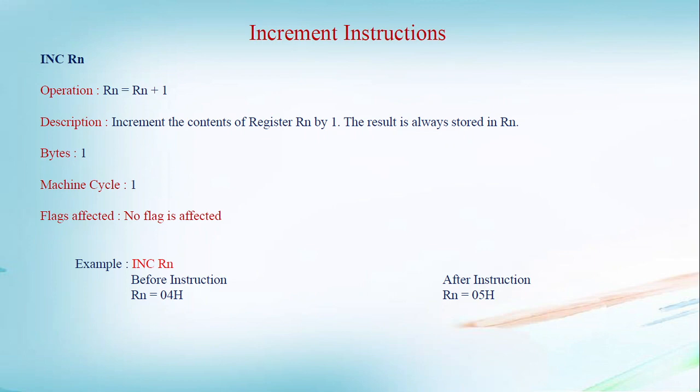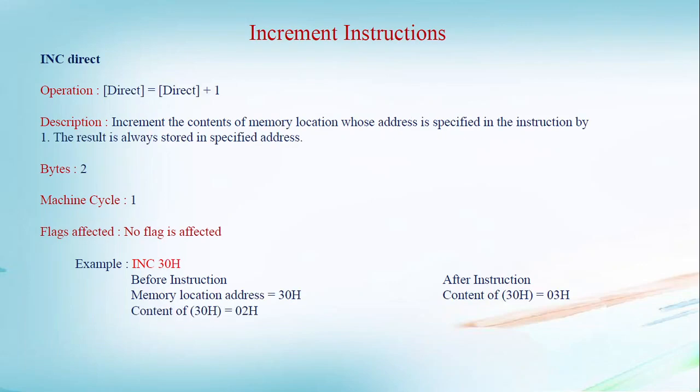Then, same as INC A, INC Rn is there. It means it increments the contents of register Rn by 1, and the result is stored into Rn only. No flag is affected. As an example, INC Rn: if 04h is in Rn, after the instruction is executed, Rn will become 05h.